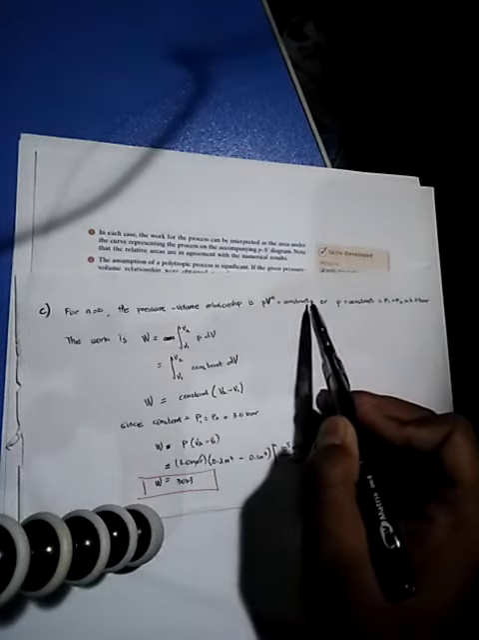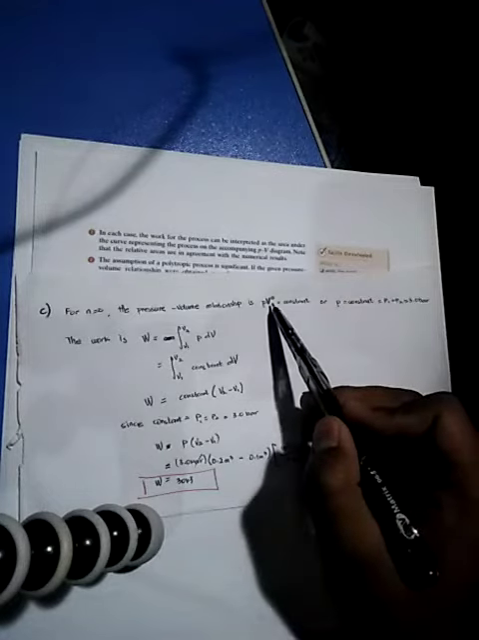Okay, so for letter C, the same process pa rin, but in here, when n is equals to 0. Okay? So, ibig sabihin, hahanapin daw natin yung work na done or na nagawa ni gas sa loob ng piston when n is equals to 0. So, again, the pressure volume relationship is PV raised to the power of 0 is equals to constant.